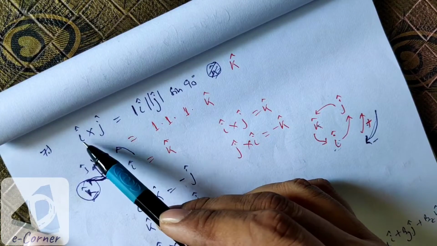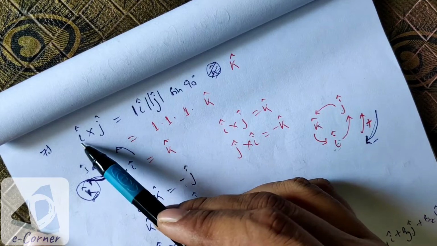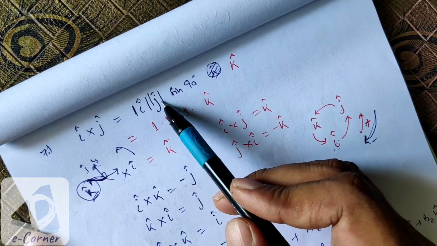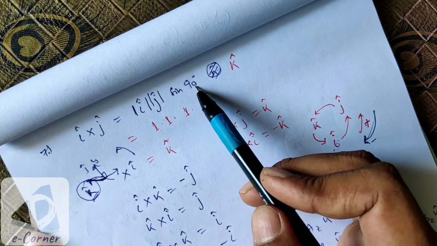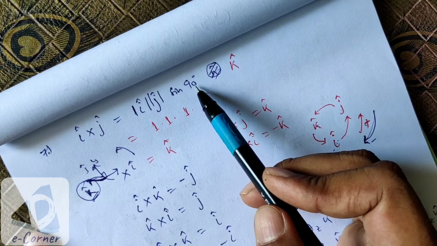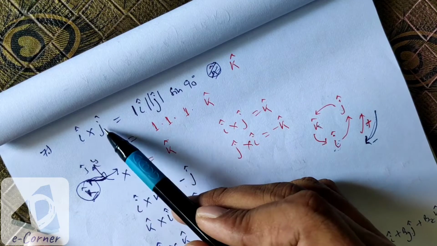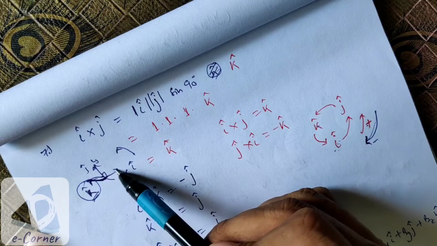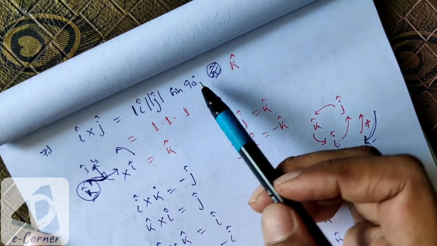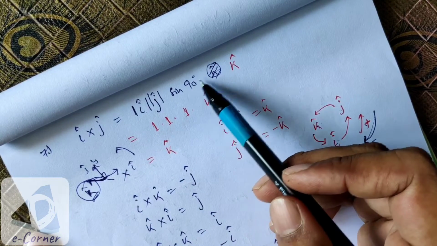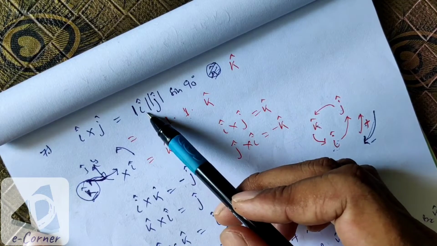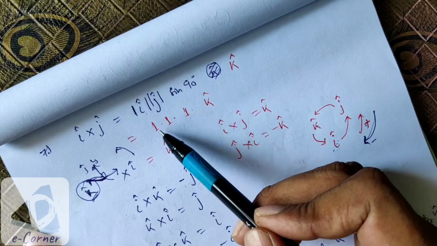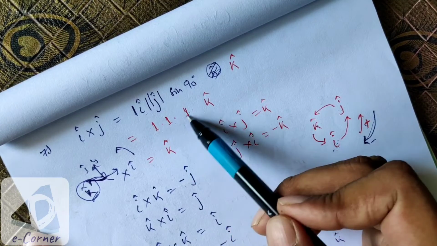Next, if we do the vector product between I cap and J cap, then we get mod I, mod J and sin theta. In place of theta we write 90 degrees. Why? Because the angle between I cap and J cap is 90 degrees. This is your I cap, this is your J cap, so it is 90 degrees. Sin 90 is equal to 1. Mod I cap is equal to 1, and similarly mod J cap is equal to 1.